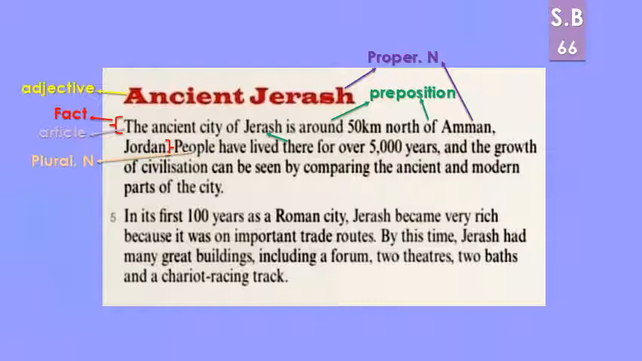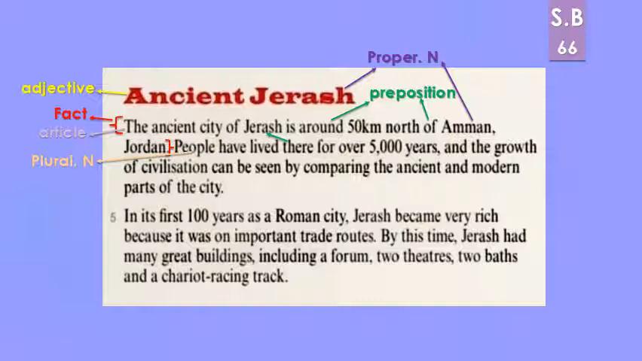إذا يمكن رؤية نمو الحضارة by comparing the ancient and modern parts of the city من خلال مقارنة الأجزاء القديمة والحديثة من المدينة. So if you go to Jerash, so you can compare between the ancient and the modern Jerash. إذا بإمكانك مقارنة بين جرش القديمة والحديثة from their building من خلال بناياتها.